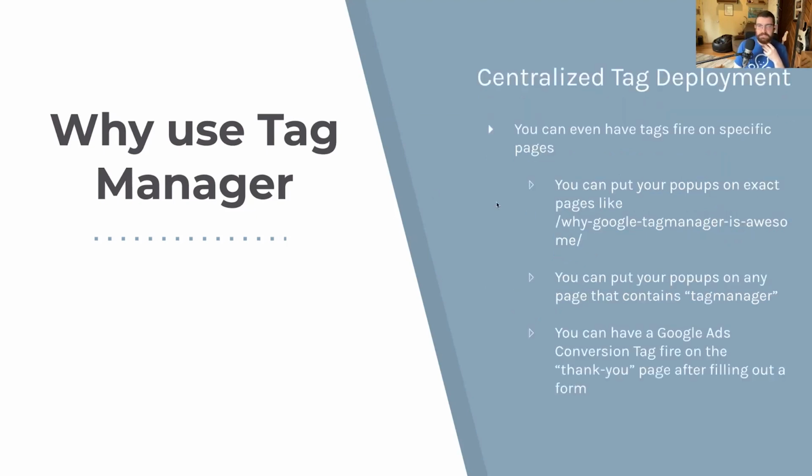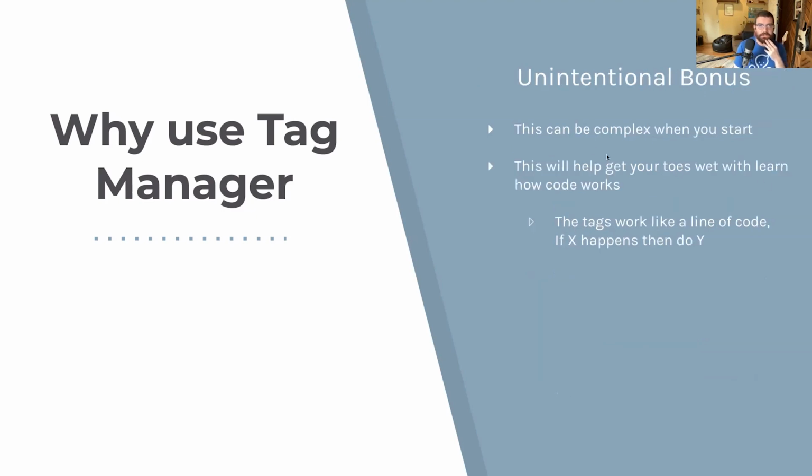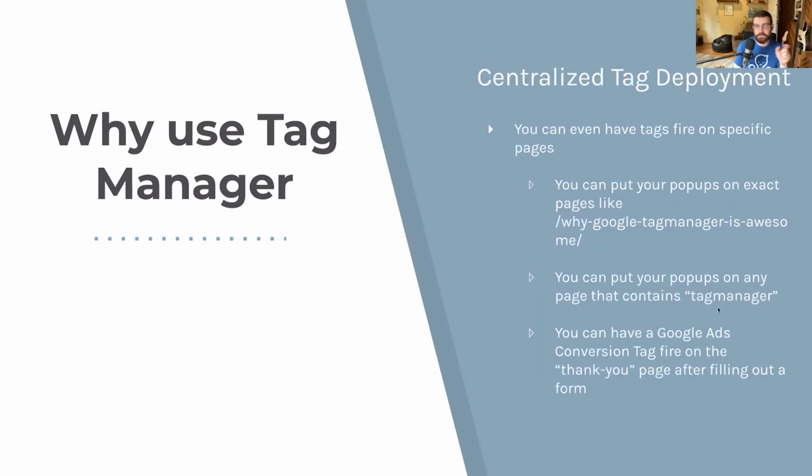And also, because it's centralized, you can do some really fun deployments. Say you have a PDF giveaway for how to set up event tracking with Google Tag Manager, and I want this to show up only on my blog posts that mention Tag Manager. So what I could do is, say there's a page like why Google Tag Manager is awesome, but I also have another one saying 5 tips for using Google Tag Manager. What you can do is say if the page URL contains Tag Manager, fire. So that gives us a lot of flexibility as well.